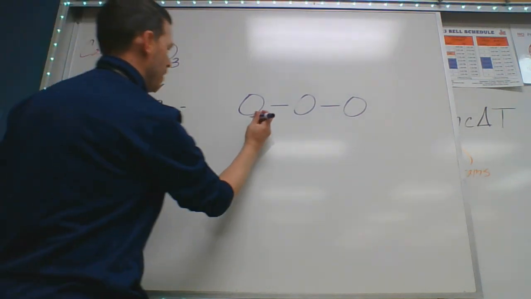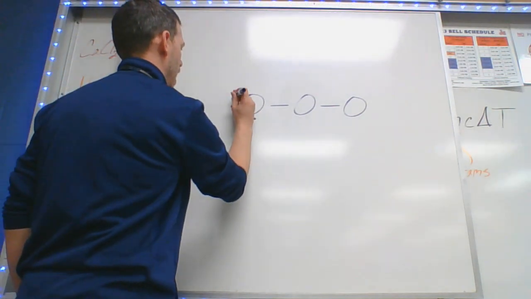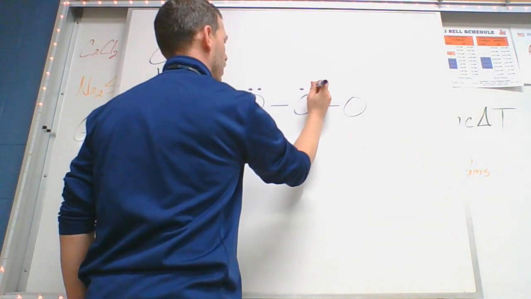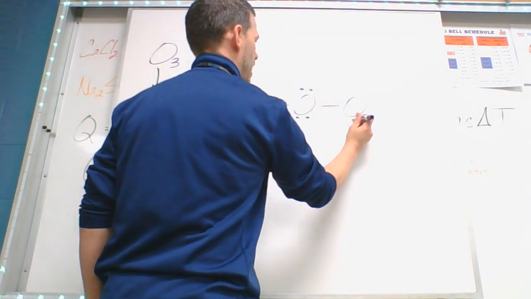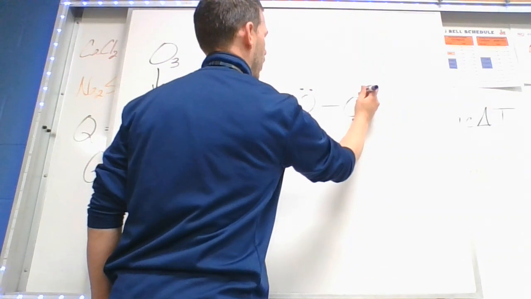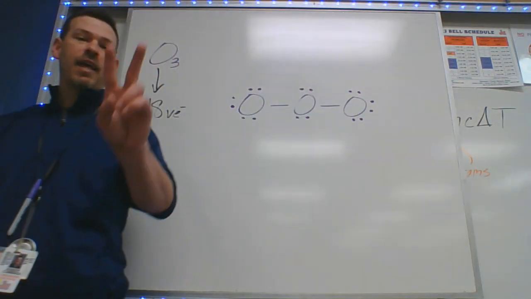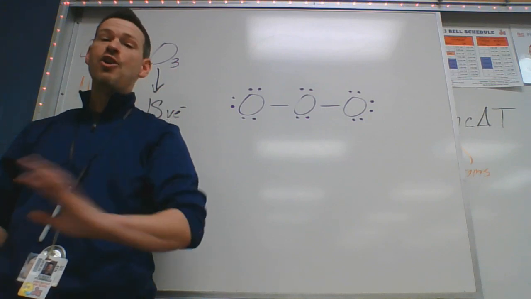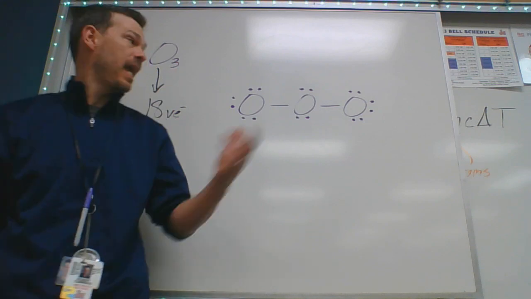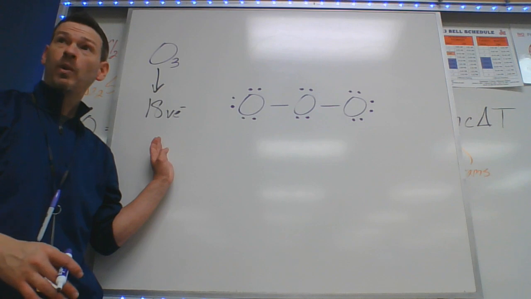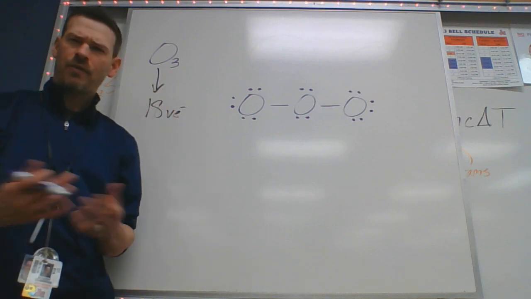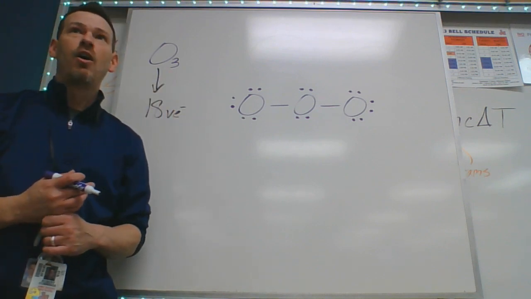Make everybody happy. Everybody needs 8. Can oxygen expand its octet? No, it can't. Oxygen has an energy level of 2. There are no 2 Ds. So if we get in a situation right here where we're like, we need more dots, then it turns out there's no such thing as ozone, and our whole life is a lie.